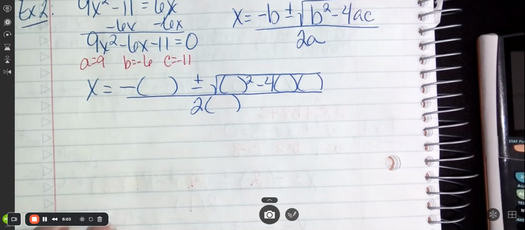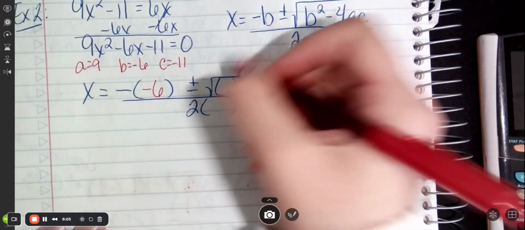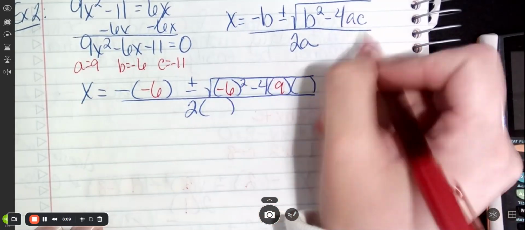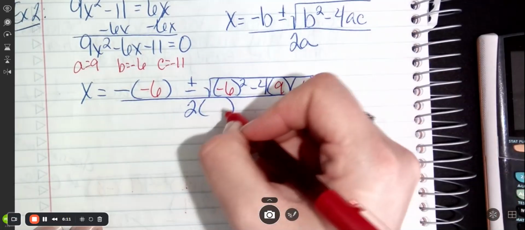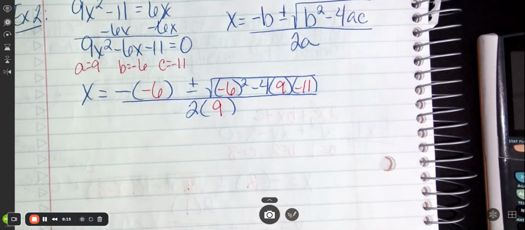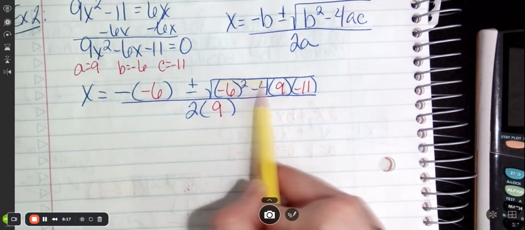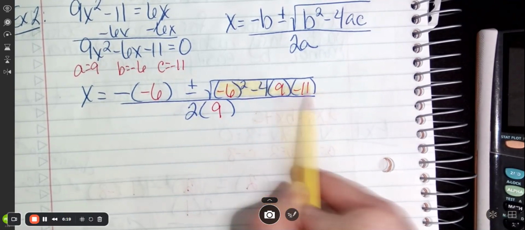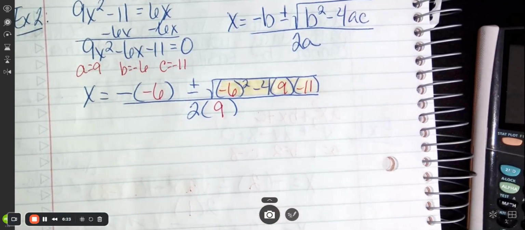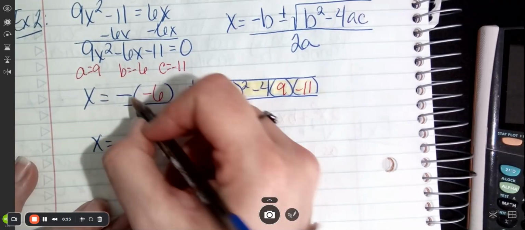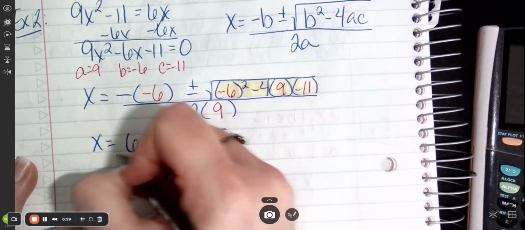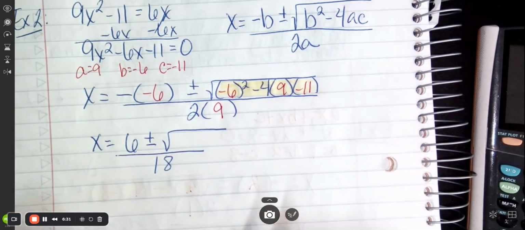Okay. All right. So substituting this in, I get negative 6, negative 6. A is 9, C is negative 11, A on the bottom is 9. Okay, now I'm going to test my discriminant. Just make sure I don't get a negative number under there, because then I really can't use my calculator. Go ahead and clean this up. Negative times a negative is a positive 6. Square root of something, all over 2 times 9 is 18.